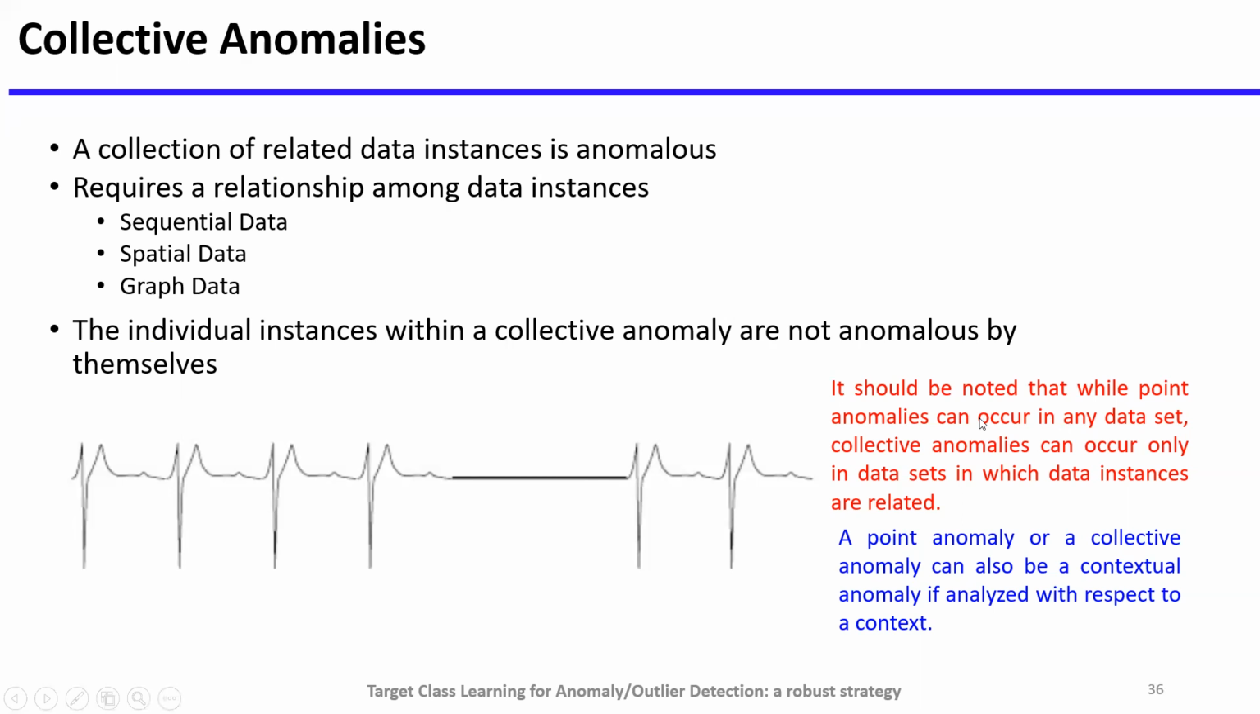It should be noted that while point anomalies can occur in any data set, collective anomalies can occur only in data sets in which data instances are related. Actually we are observing this kind of pattern here, but it is not occurring, so it can be a collective anomaly. A point anomaly or a collective anomaly can also be a contextual anomaly if analyzed with respect to a context. So this is the anomalous sequence which we have identified.